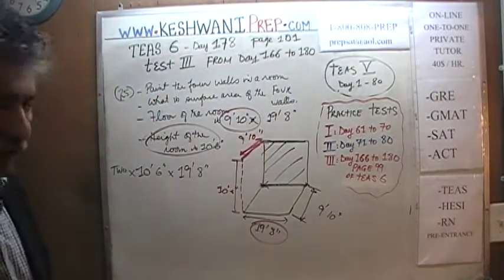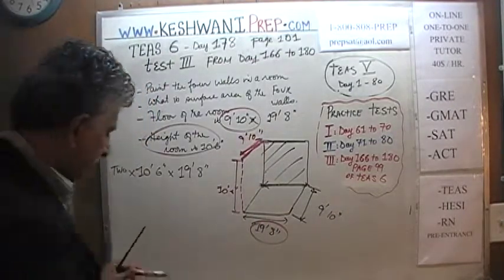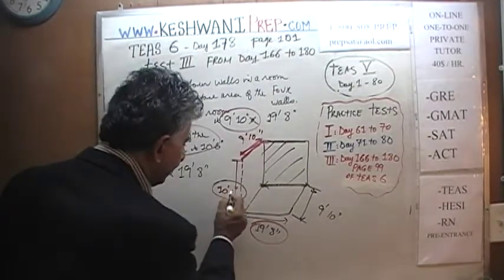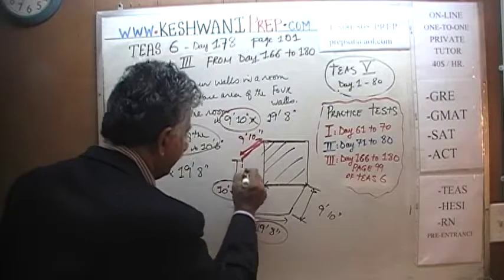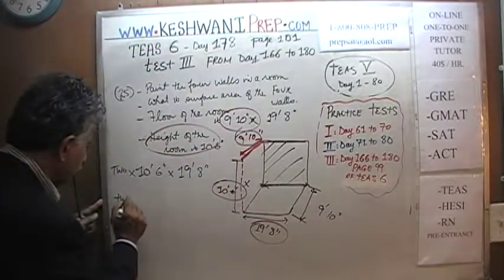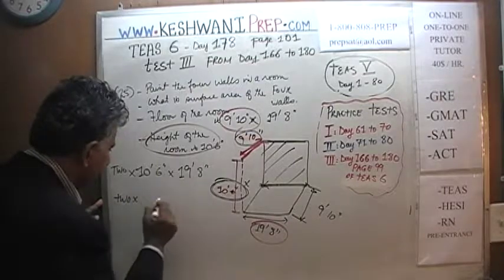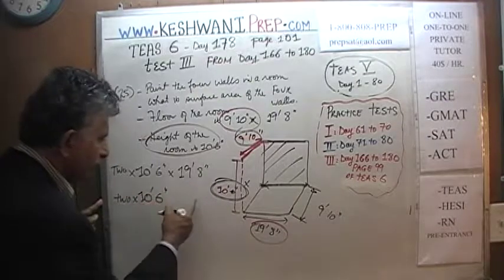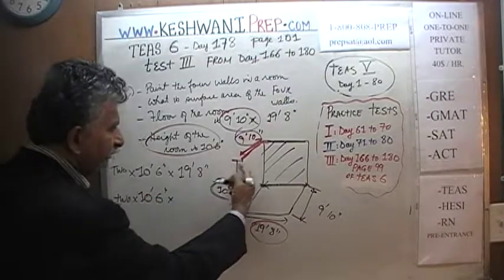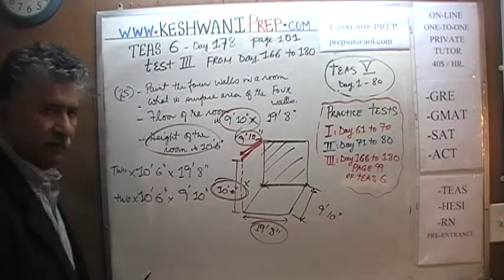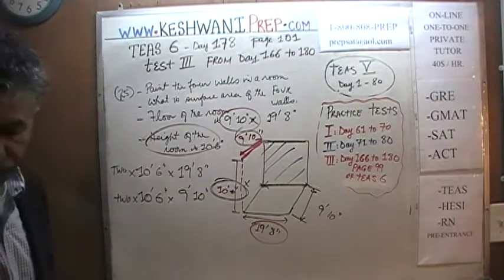So the other two walls that we're looking for have the dimensions of 10 feet 6 inches by 9 feet 10 inches. And we have two of those: 10 feet 6 inches, which is the height, times the width, which is now 9 feet 10 inches. And that's what we have to figure out, and we are done.